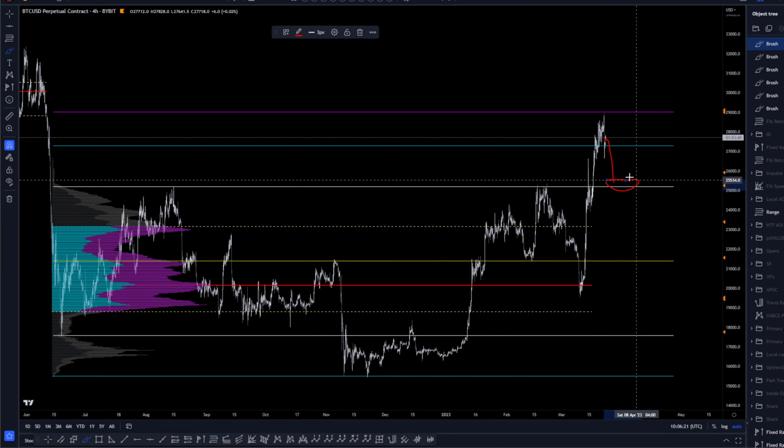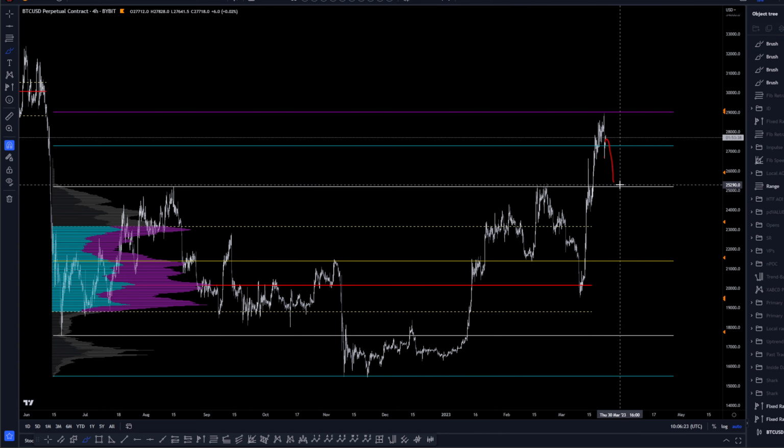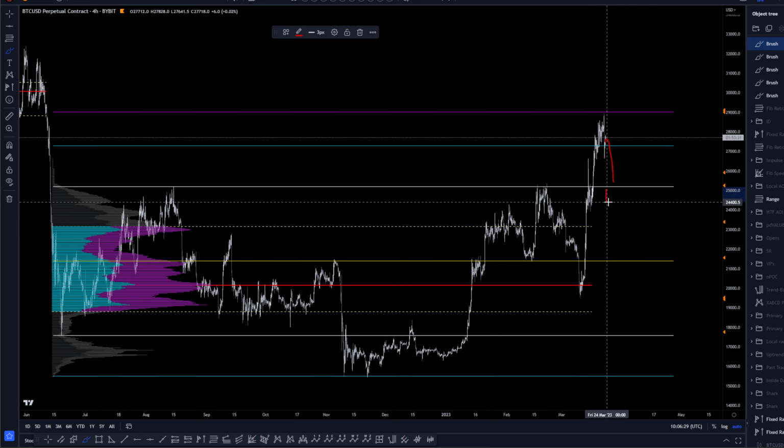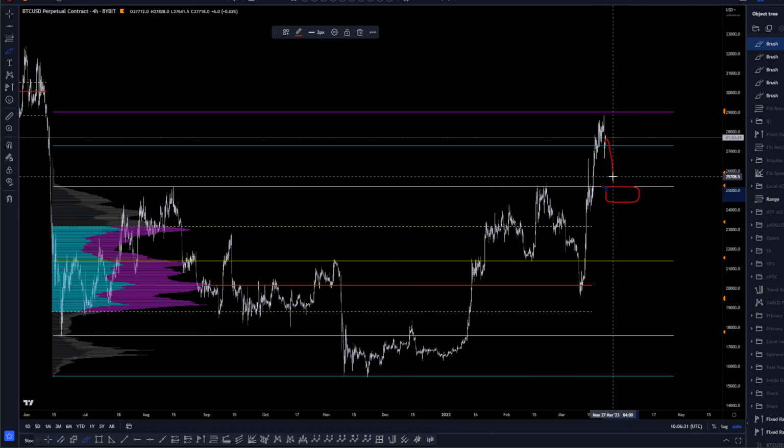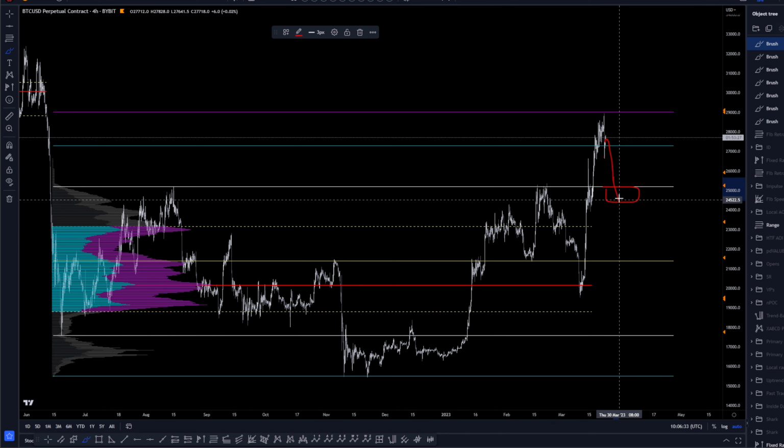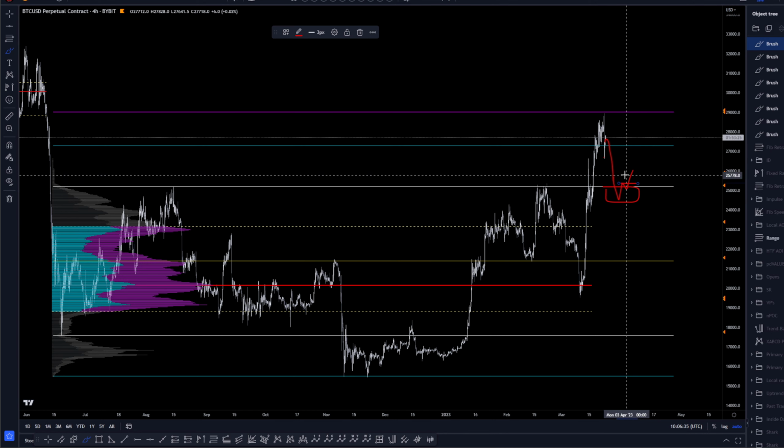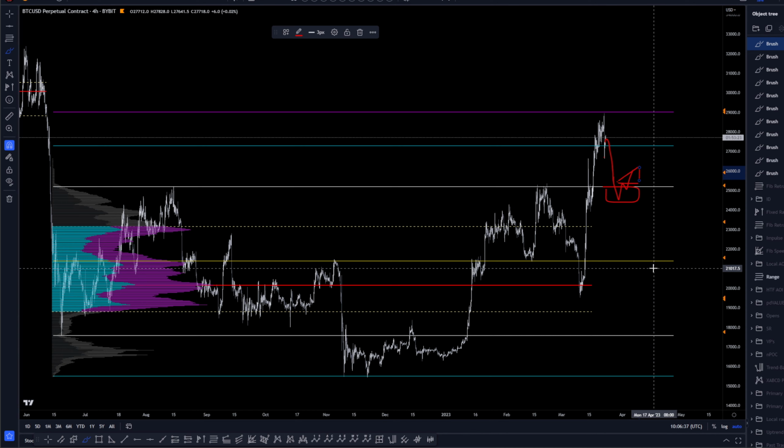Okay, so you have got a bit of a zone here, and the reason why I say this is a zone is because you have got the macro range high there, but you've also got this consolidation block just below it. So if price does end up coming down here, swinging in, grabbing this liquidity, coming back up, reclaiming, then you've got a long trigger. Okay?